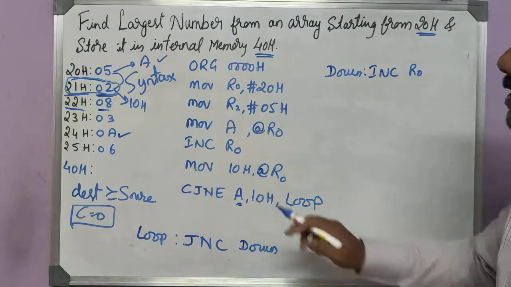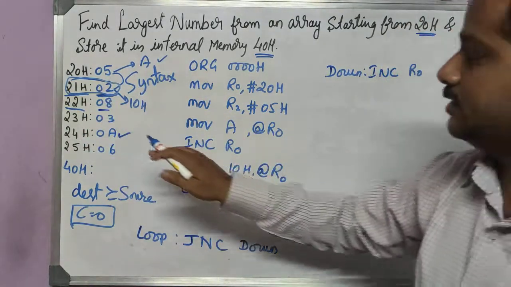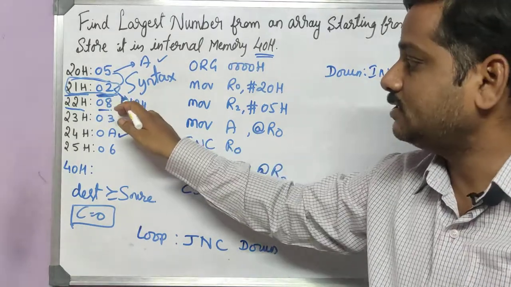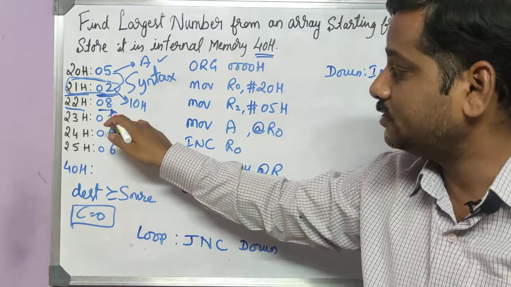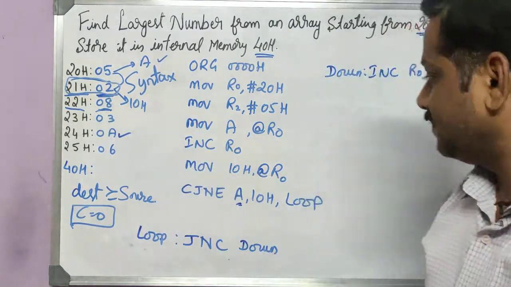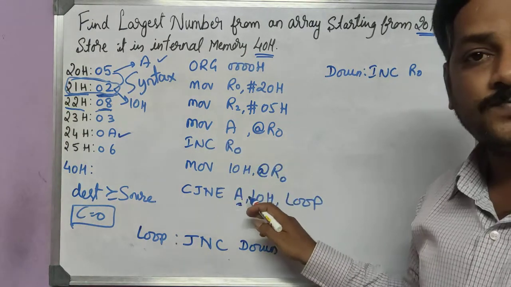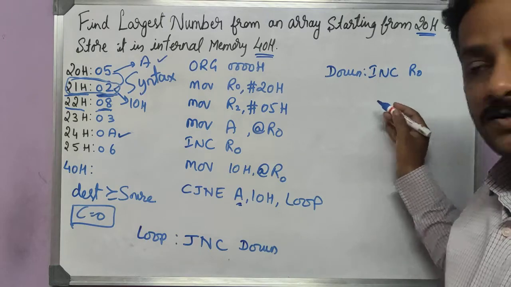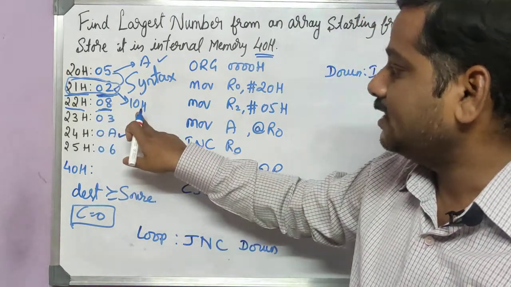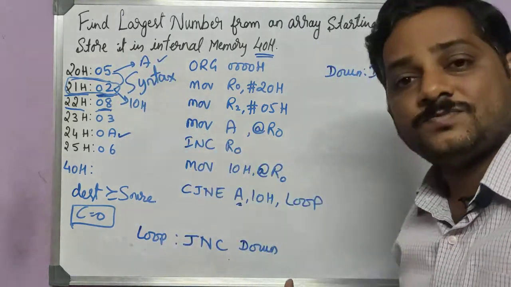Okay, accumulator is having 5, R0 is pointing towards this. Now what we need to do is, I should take this into 10H now. Now this has been removed, so you should take this into 10H. For that we already have an instruction. We have this line here, MOV 10H, @R0. So instead of writing it again, you come back to this line. You take this into 10H and start comparing this with the accumulator. That's it. Then the process has to be repeated.